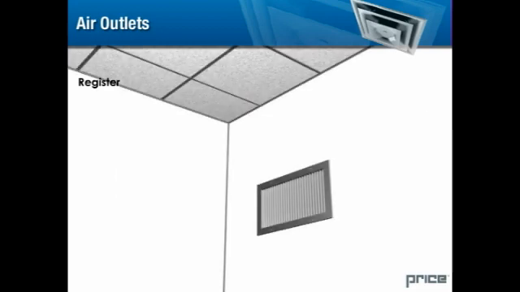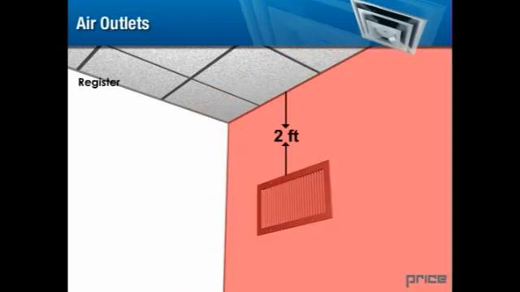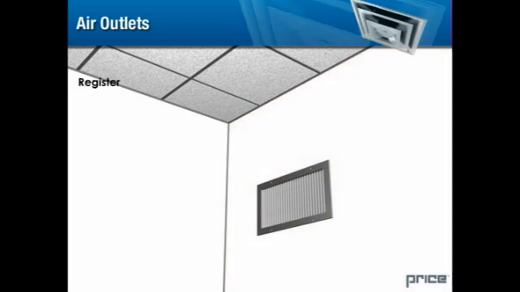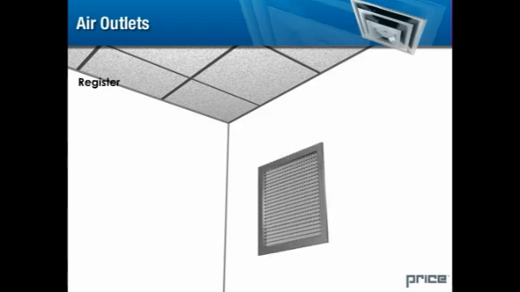Supply grills or registers are most commonly mounted in the side wall within 2 feet of the ceiling. Vertical face bars allow for the widest range of control of the horizontal spread. Return grills or registers usually have fixed blades or core and can be located in the side wall or ceiling.